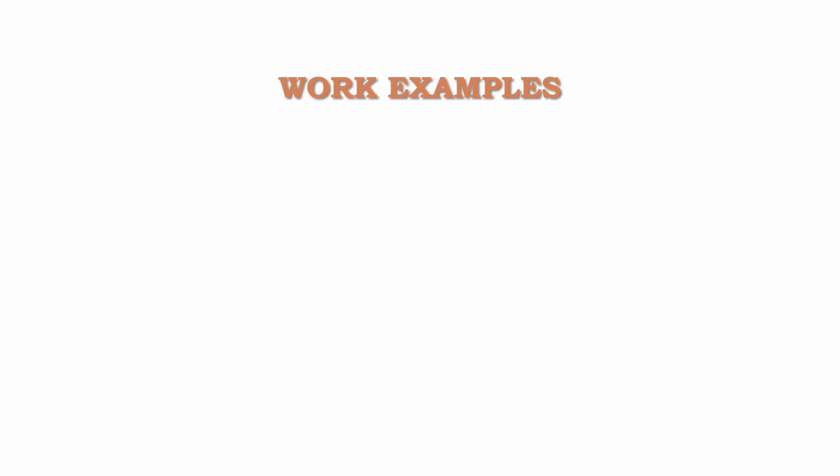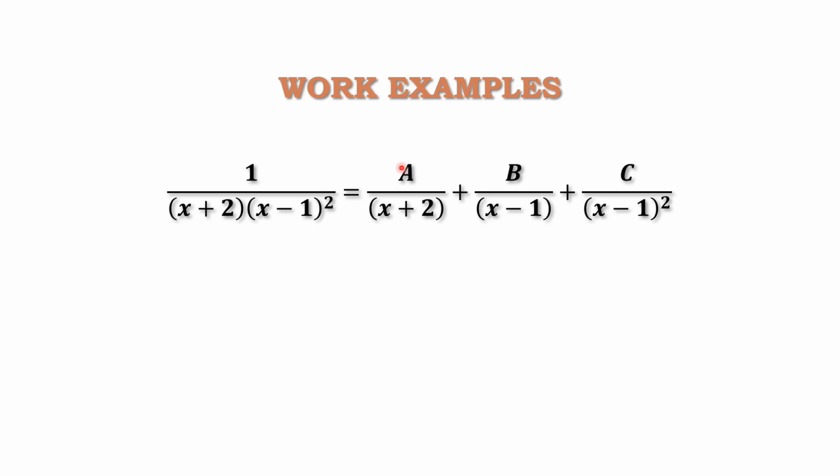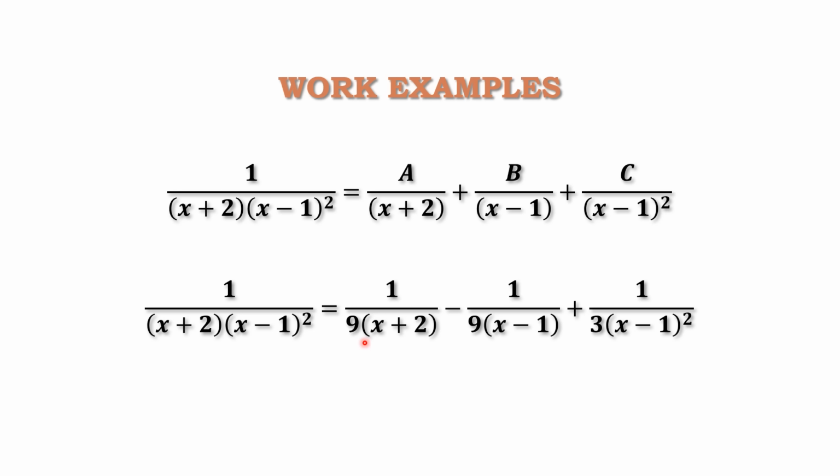All that I need to do is to substitute the a, b, and c respectively where they are supposed to be. And our final result is going to be 1 over 9 over x plus 2, minus 1 over 9 x minus 1, plus 1 over 3. Remember, a is 1 over 9, b is minus 1 over 9, and c is positive 1 over 3. And this simplifies the solution for the separation into simple fractions of this particular rational function.